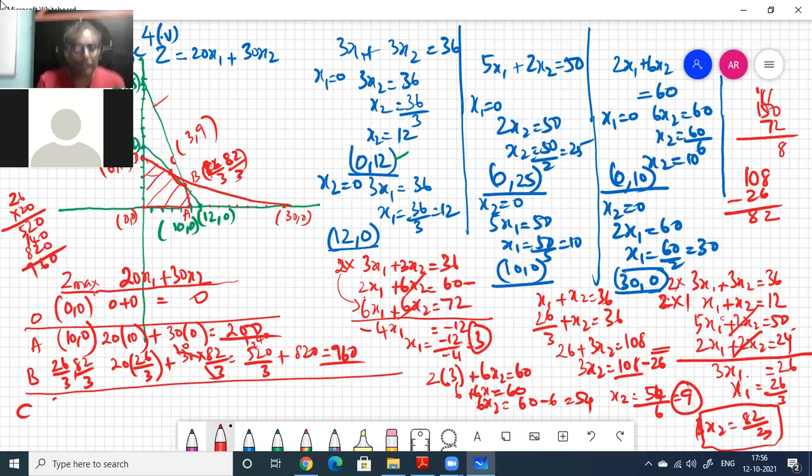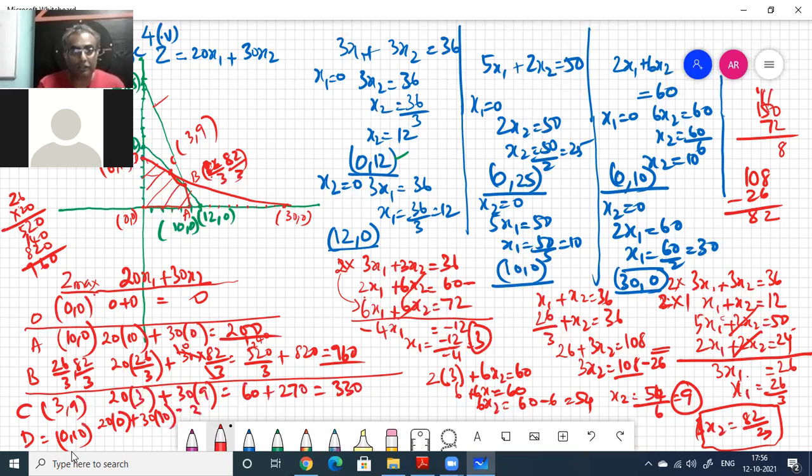Then point C is 3, 9. 20 into 3 plus 30 into 9. 20 into 3 is 60. 30 into 9 is 270. That is equal to 330. Point D is 0, 10. That is 20 into 0 plus 30 into 10, equal to 300. Of all this, 960 is the maximum. So 960 is the maximum.